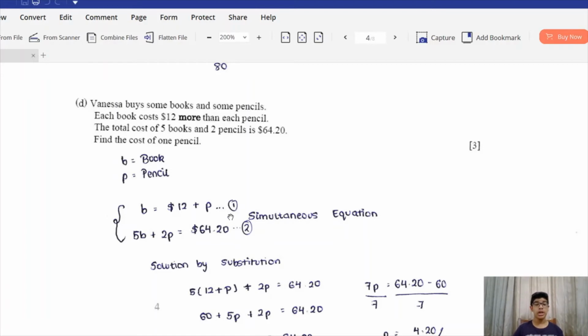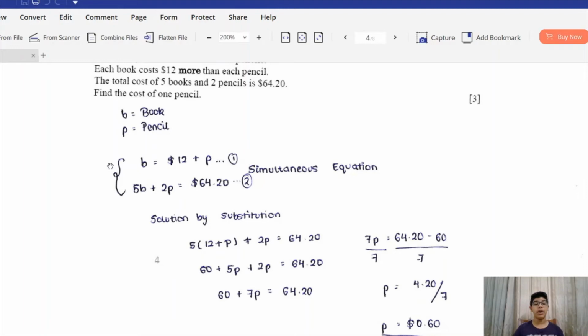These are 2 equations. Now we can see that we can solve this by substitution because we already have a formula ready here. So we're going to take equation 1 and substitute it into equation 2. So wherever we see B in equation 2, we're going to put open bracket 12 plus P, close bracket, multiplying the whole thing by 5. So instead of putting B, we're going to put open bracket 12 plus P, close bracket, plus 2P is equal to 64.20.